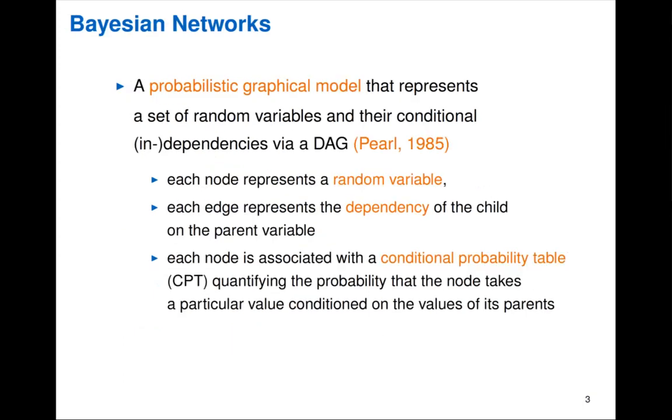To formally define, a Bayesian network is a probabilistic graphical model that represents a set of random variables and their conditional dependencies and independencies via a directed acyclic graph. Each node in a Bayesian network represents a random variable, each edge represents the dependency of the child on the parent variable, and each node is associated with a conditional probability table that quantifies the probability that the node takes a particular value conditioned on the values of its parents.